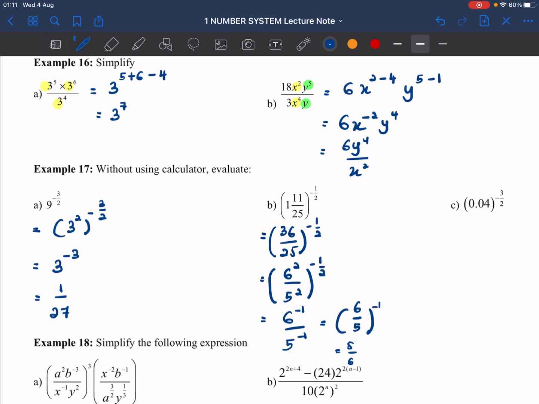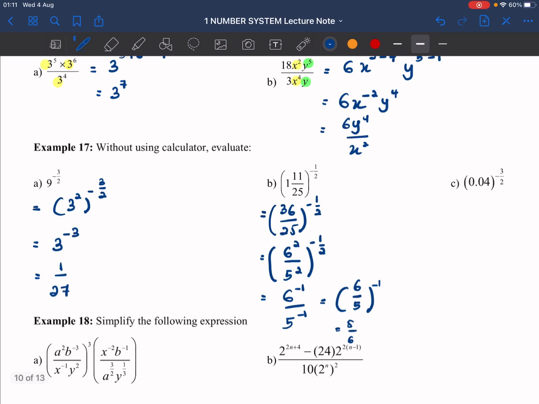For question C, 0.04 to the power of negative 3 over 2. So sama macam dua soalan sebelum ni, kita simplifykan yang dalam ni. So kita akan tukarkan dia kepada fraction, lagi senang nampak. So fraction 0.04 simply 4 over 100 lah. Okay, jangan ambil yang dah simplify tu, jangan ambil 1 over 25. Nanti kamu tak tahu nak simplify apa dah. So to the power of negative 3 over 2.